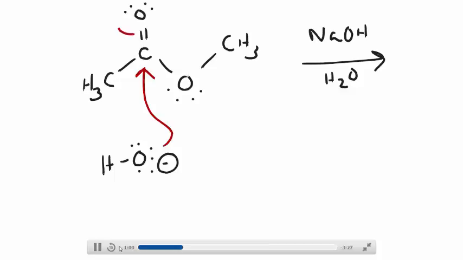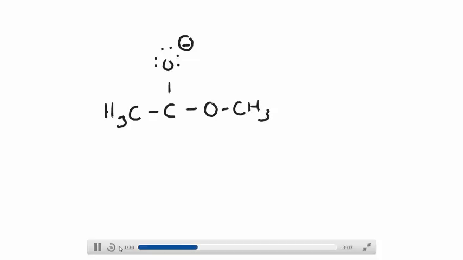Can't have 5 bonds, so break the pi bond so that you can make the tetrahedral intermediate. And this is a negatively charged tetrahedral intermediate. And this is done in water. Now there are actually 2 things you can do here. I'm not going to do the one, but I'll talk about it.